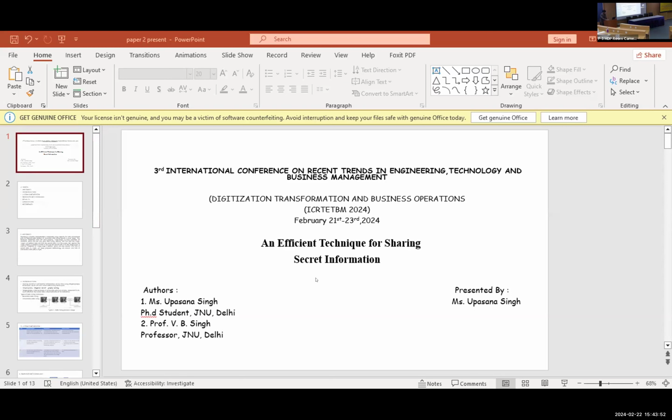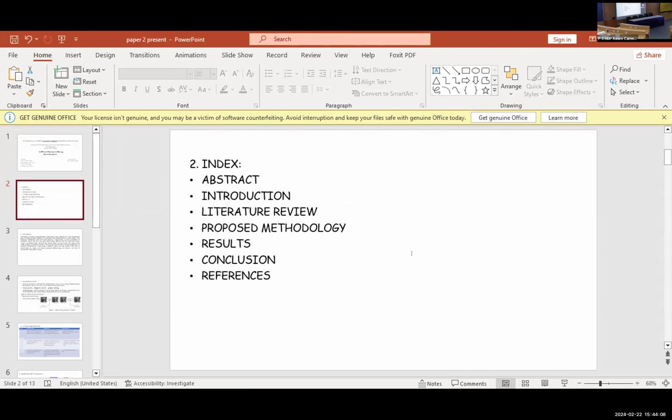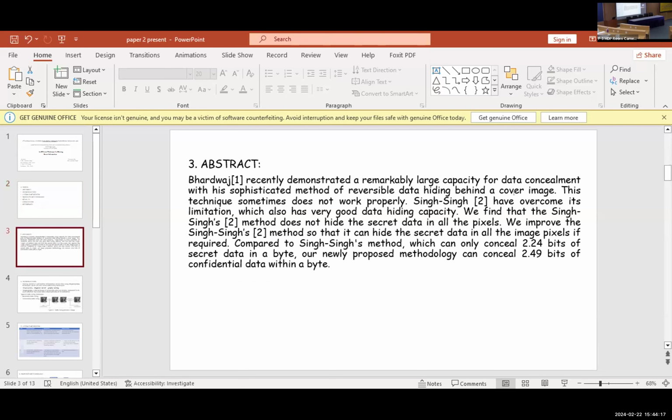Okay, sir. I'm Upasna Singh. I'm currently pursuing my PhD from JNU under the guidance of Professor V.V. Singh. Today, I'm going to present my paper on the topic, an efficient technique for sharing secret information. This is my index. It contains abstract, introduction, literature review, proposed methodology, results, conclusion, and references. So, this is my abstract.